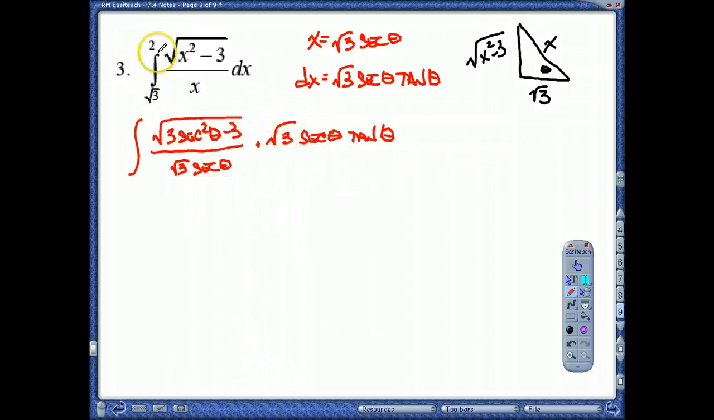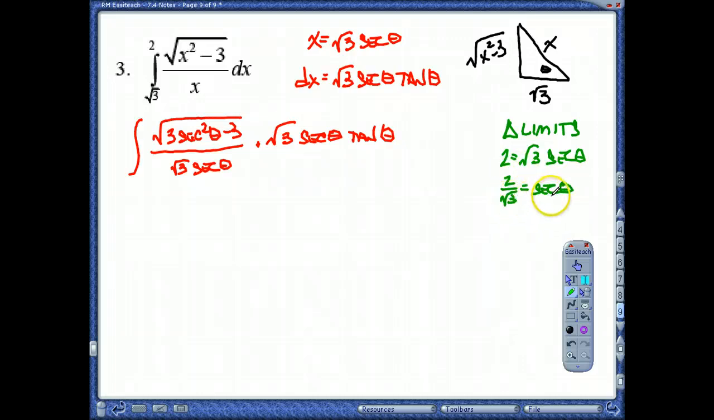I now need to make sure these limits are in the theta world. So if I go ahead and change my limits, let me just put that over here to the side. I'm going to put that limit in, so 2 equals the square root of 3 secant theta. If I solve that, I need an angle, and guess what? It's special: it has a secant of 2 over square root of 3, or cosine of square root of 3 over 2. That theta is going to be pi over 6. So this new limit up here is pi over 6.